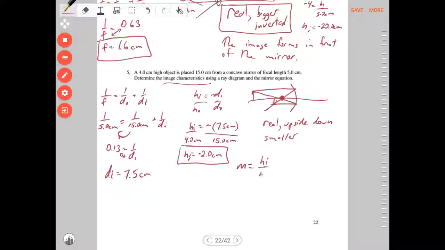So hi over ho. So negative 2.0 centimeters over 4.0 centimeters. So the magnification is negative 2.0. Ooh, funny, I went the wrong way. Okay, so negative 0.50 times, or 1/2. Negative 1/2. Does that make sense? Well, I sure hope so. So magnification negative 0.5. Again, the wording of the question means we have to solve for everything.